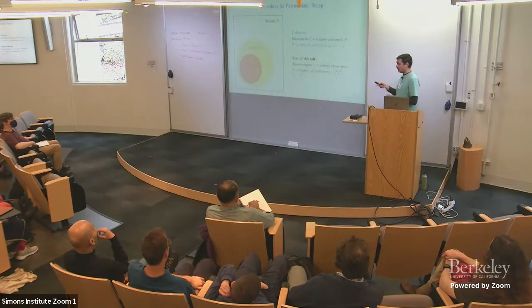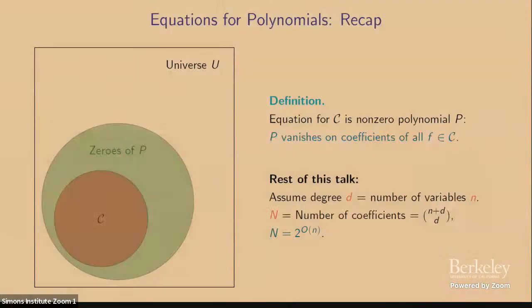One good thing that will happen because of this is that the number of coefficients, this n plus d choose d kind of number, becomes 2 to the order n. So basically now big N is exponential in little n. This is all that you need to remember. Now we look at equations for little n-variate polynomials, which would themselves be polynomials on big N variables.